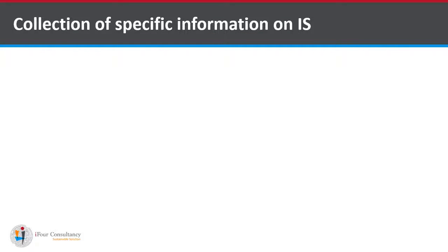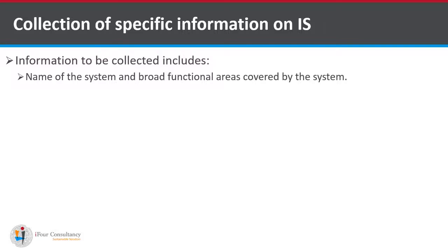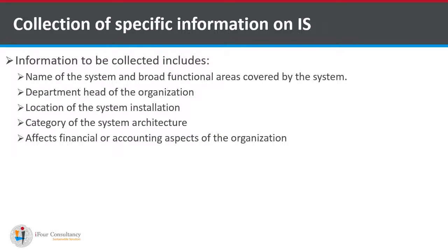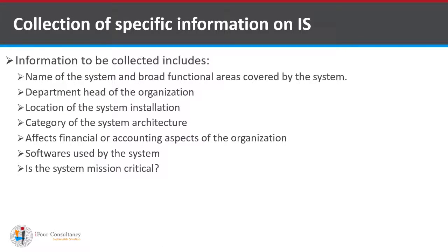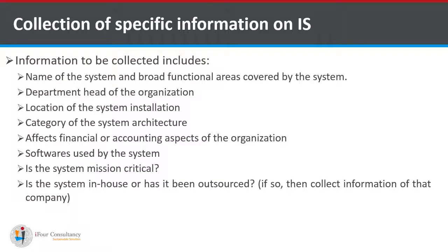The collection of specific information on the information system. The information that needs to be collected is the name of the system and broad functional areas covered by the system, the department head of the organization, the location of the system installation, the category of the system architecture, and whether it affects financial or accounting aspects of the organization. Does the system in any way affect the financial or the accounting aspect? The software which is used by the system. Is the system mission critical? Is the system in-house or has it been outsourced? If so, then collect information on the company to whom the system is outsourced.